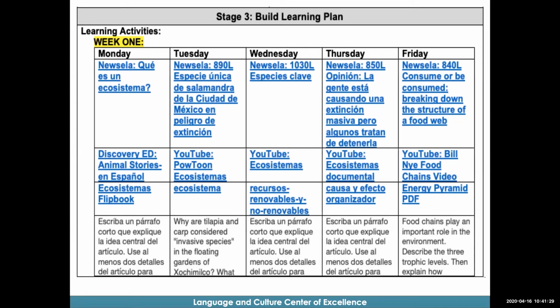This is from multiple resources like National Geographic and so forth. So this is very high quality. So that's why I chose Newsela.